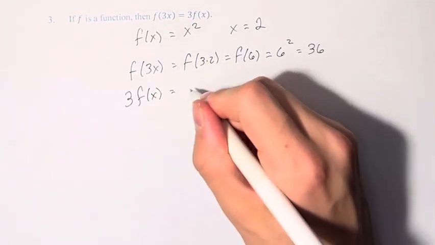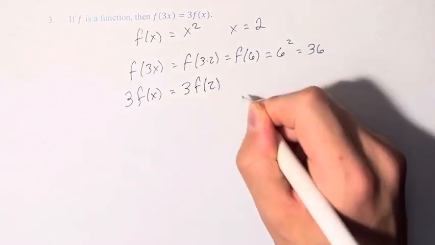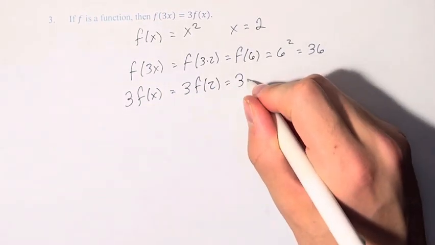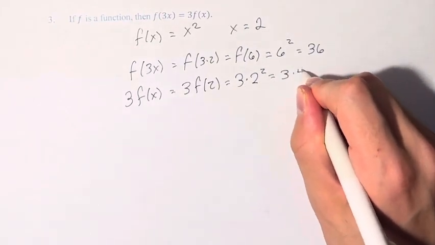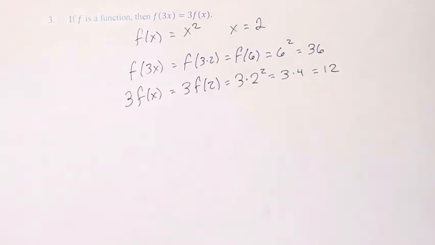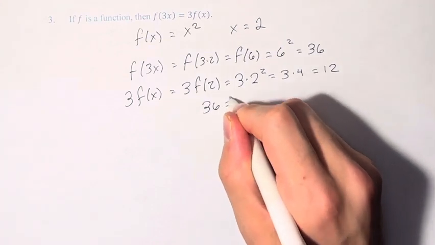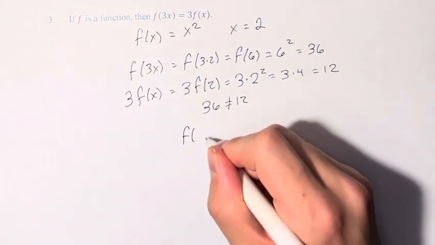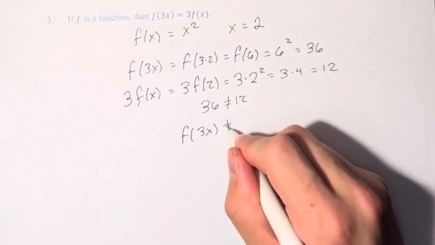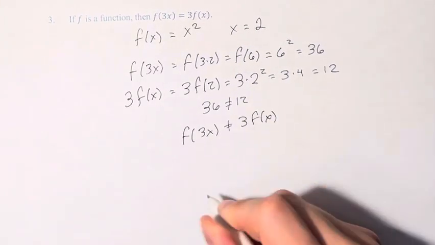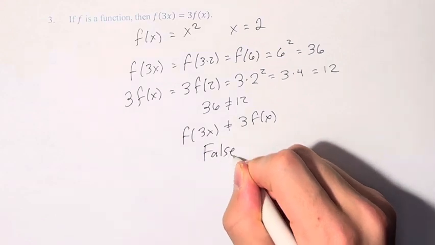3f of x is 3 times f of 2. f of 2 is 2 squared. This is therefore 3 times 4, which is 12. 36 does not equal 12. Therefore, for this particular f and this particular x, f of 3x does not equal 3f of x. Therefore, the statement is false.